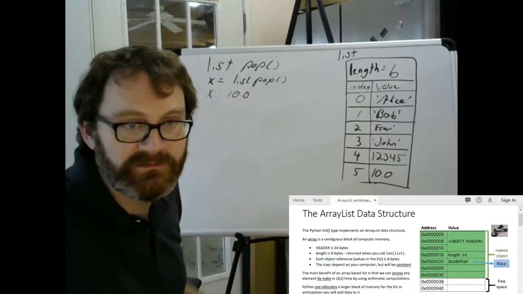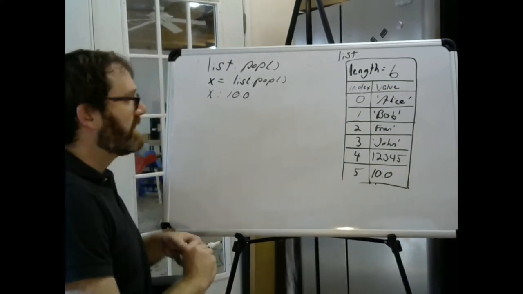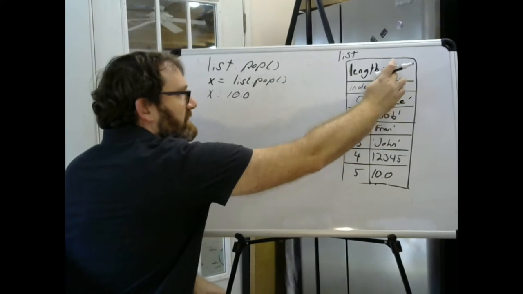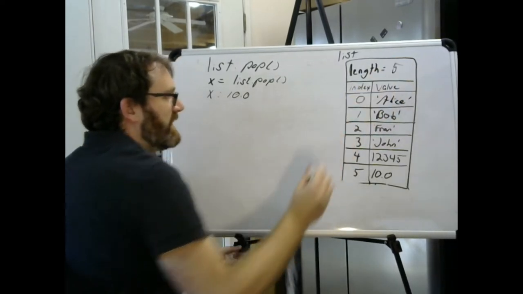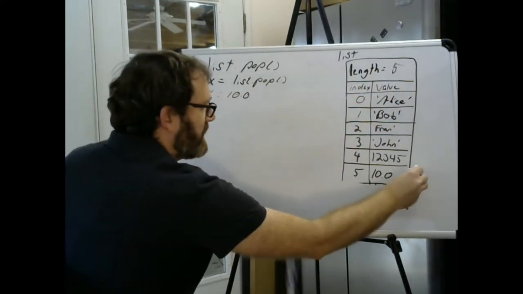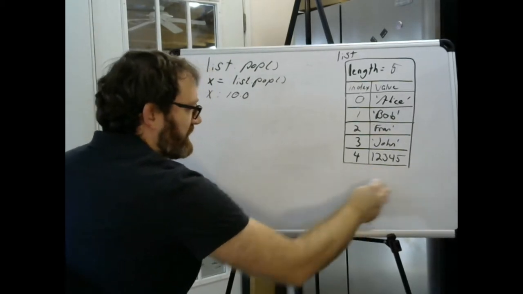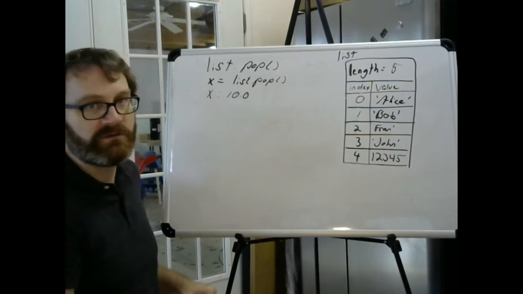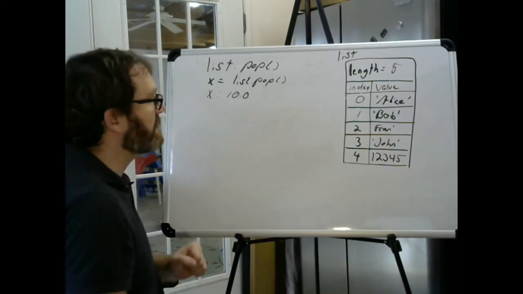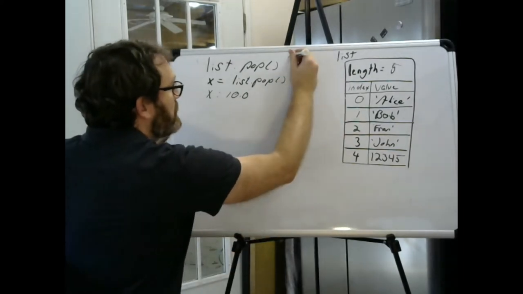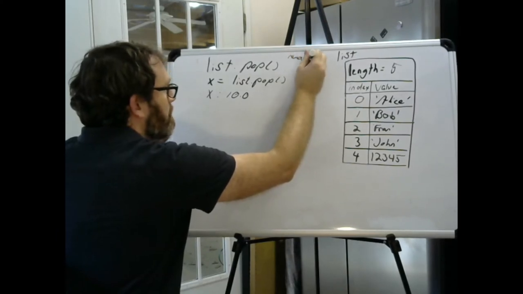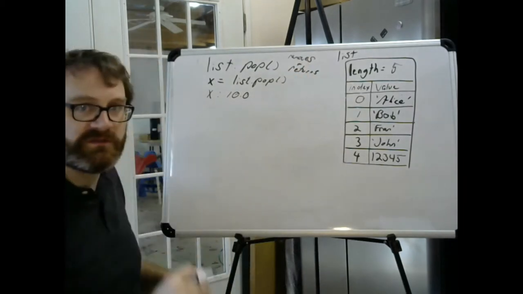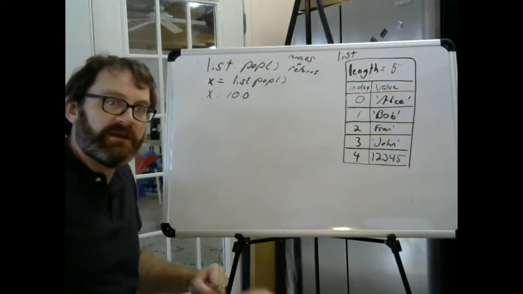Get rid of my pop up there. 10 is the last item in the list, and then we will shrink the length of our list here. Now it has 5 items. And this guy comes out. Okay? So it removes and returns the last item. Okay, you gotta remember that. It removes and returns the last item in the list, okay?